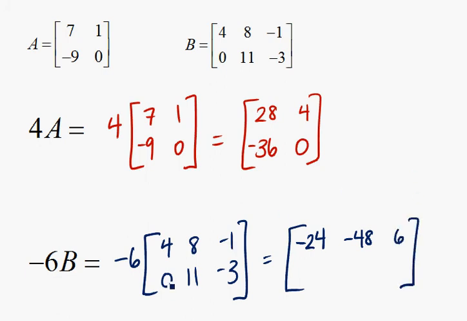The entry in the second row, first column, negative 6 times 0, is 0. The entry in the second row, second column, is negative 6 times 11, which is negative 66. And then finally, the entry in the second row, third column, is negative 6 times negative 3, which is 18. So that's an example of scalar multiplication.